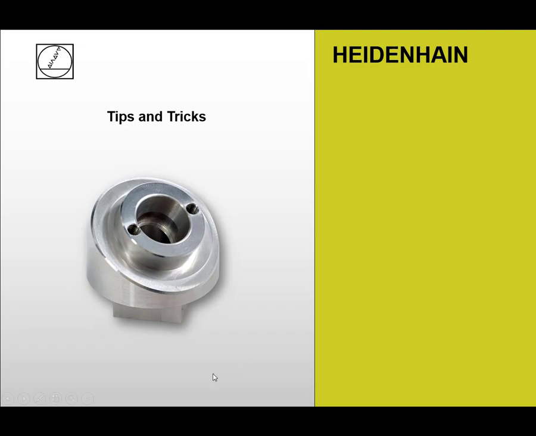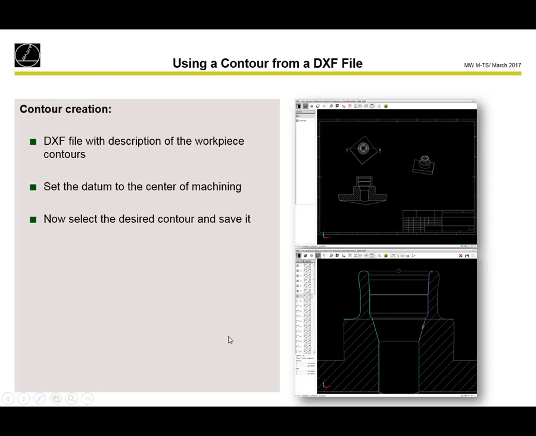So some tips and tricks for the programming here. The first tip is if you have a DXF file from your contour, like the DXF file here on the right side. So I just have a correct view on my interpolation turning surface, and now I just put the datum in the middle of this DXF view, so in the middle of my contour, and then I can select this contour, just what I want to have, and I save it as a program.